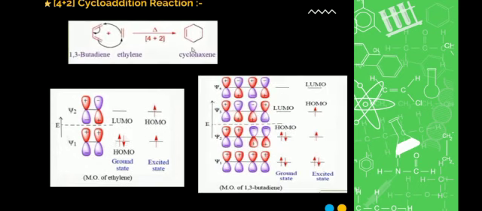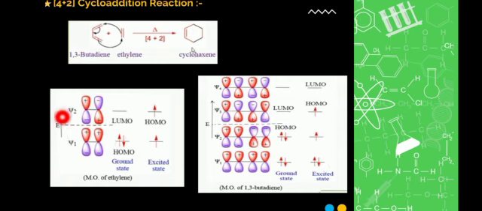Now, the second one is the 4+2 cycloaddition reaction. One of the best examples of the 4+2 cycloaddition reaction is the Diels-Alder reaction, in which 1,3-butadiene reacts with ethylene forming cyclohexene as a product. That is, a 4 pi electron system reacts with a 2 pi electron system forming a product.